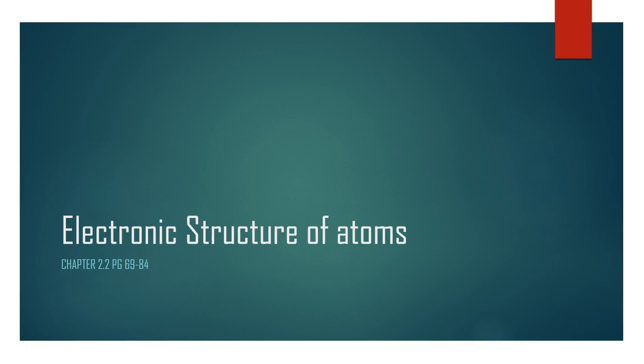Welcome back. We're going to start looking now at electrons, moving on from our protons and neutrons and looking at how the electrons are arranged in our atom and what that means for us as chemists.